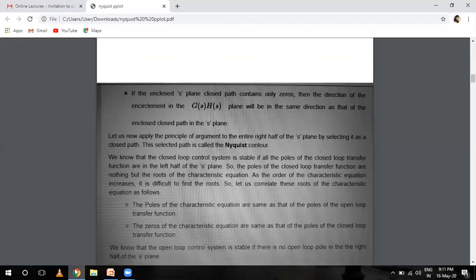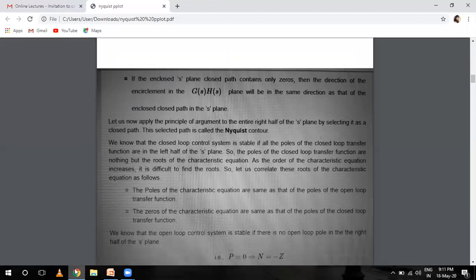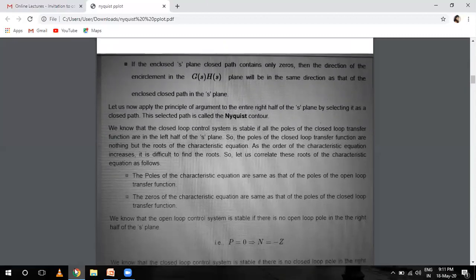When we are plotting the Nyquist plot, we can say that the closed loop control system is stable if all the poles of the closed loop transfer function are on the left side of the S-plane. The poles of the closed loop transfer function are nothing but the roots of the characteristic equation. As the order of the characteristic equation increases, it is difficult to find the roots, so we correlate these roots of the characteristic equation as well.